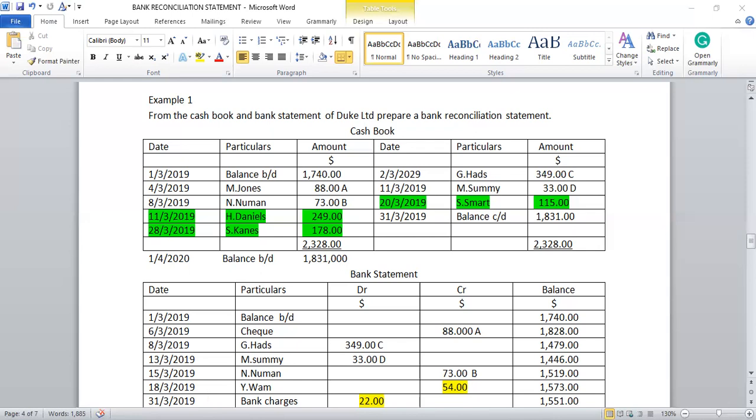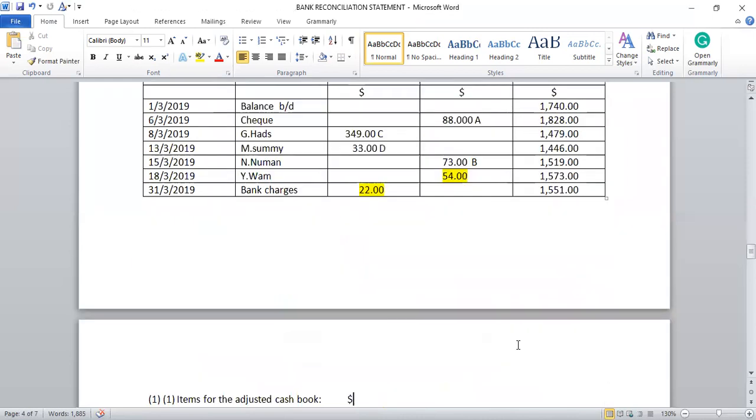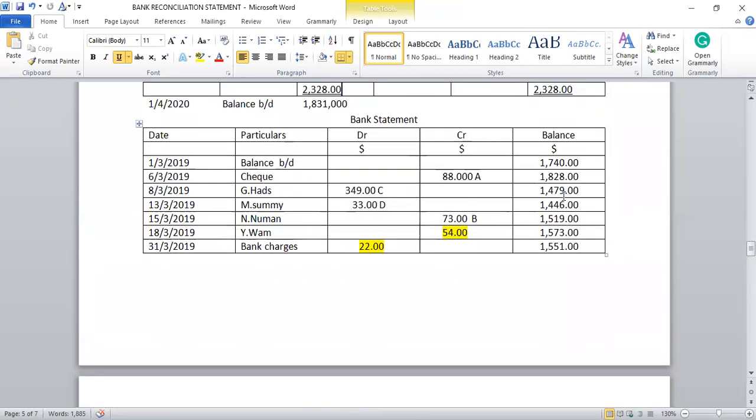31st March 2019, bank charges $22 debit, it is decreasing. So the balance has decreased to $1,551. Okay, so the balance is $1,551. That's the balance on the bank statement. Okay, so we are going to do the bank reconciliation.